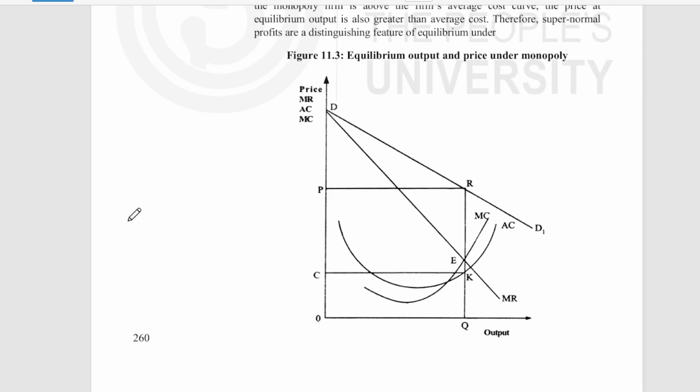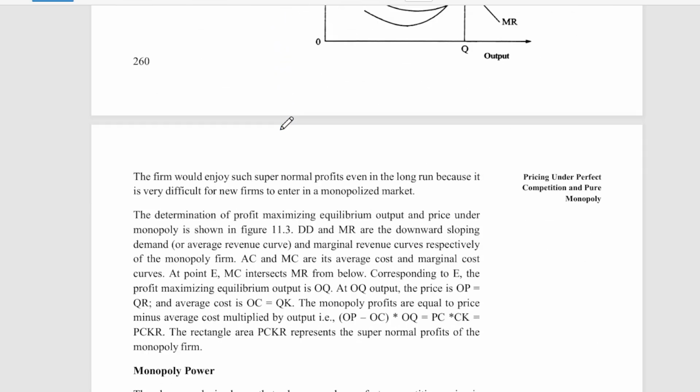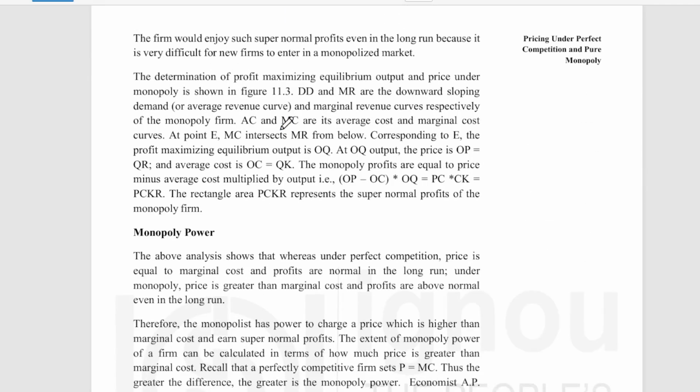So this is the figure, equilibrium output and price under monopoly. Here is output and this is price. MR, AC, MC, etc. The firm would enjoy such supernormal profit even in the long run because it is very difficult for new firms to enter a monopolized market.